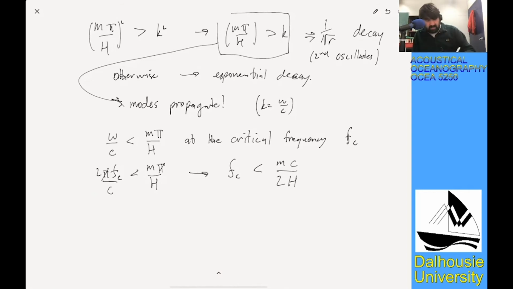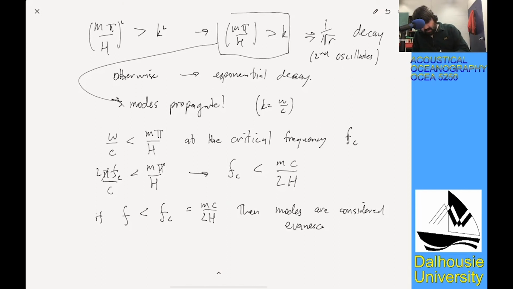Now, so we said that we have exponential decay otherwise, so if f is less than fc equal to mc over 2h, then modes, or terms in the infinite sum, are considered evanescent. And that means exactly what you think it means. It means that they're there, but they're gone almost right away. They decay in range so quickly that they really don't need to be considered.